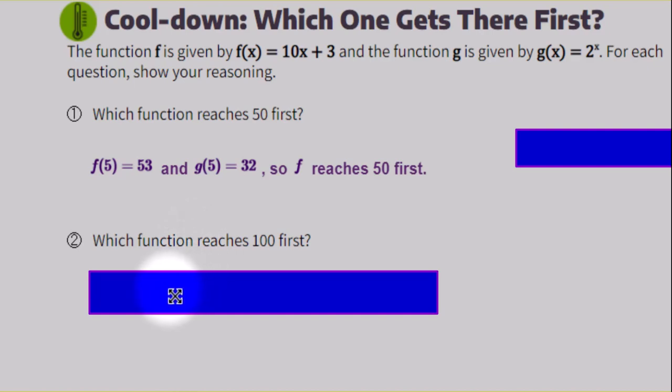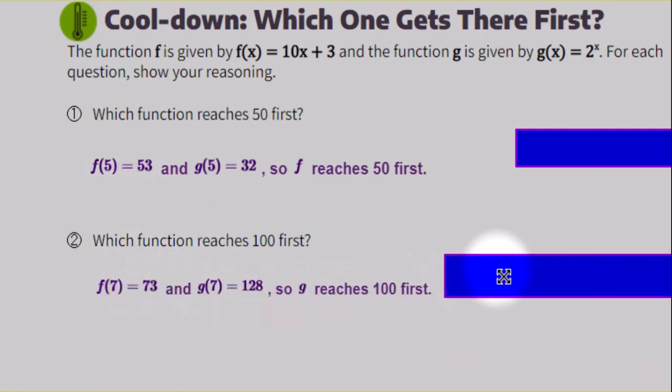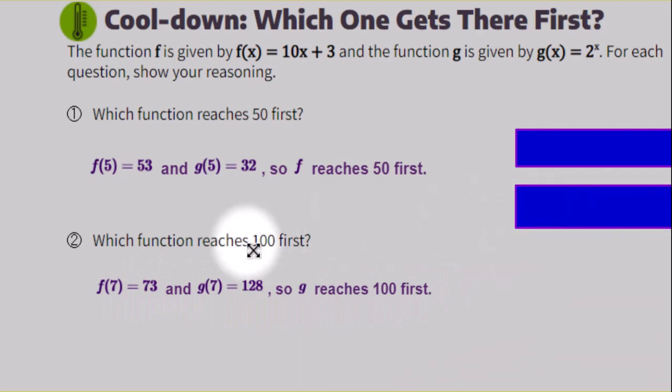Which function reaches 100 first? So you can plug in values, you can graph it. Graphing is easier for me. And you can see that when we are at f of 7, we're only at 73. Replace x with 7. 7 times 10 is 70, plus 3 is 73. And then g of 7, or 2 to the 7th power, is 128. So g is starting to catch up, and it's going to increase much quicker when we get to 7.